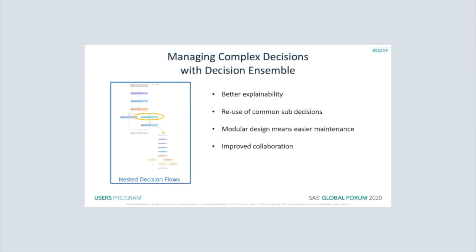Remember I said I'll show you 3 features to support complex decision processes? Here is our number 1 feature. Use nested decision flows. With nested decision flows, you will have an easier time explaining a very complex process to the stakeholders, and you will be able to reuse sub-decisions across organizations. The modular design also makes it easier for both maintenance and for collaboration.